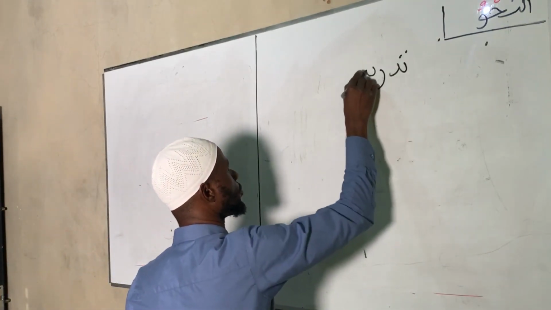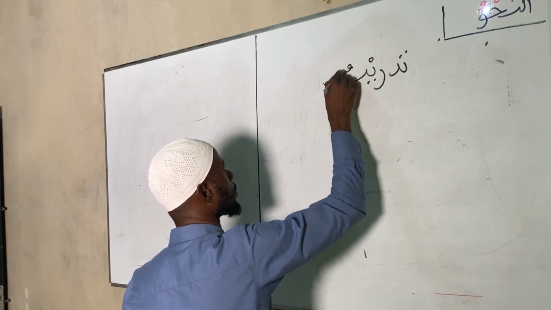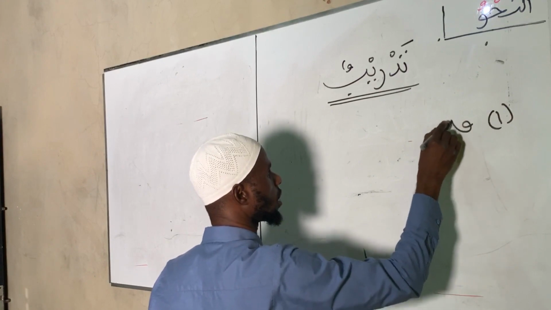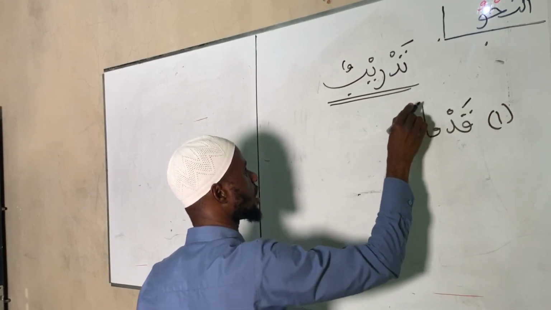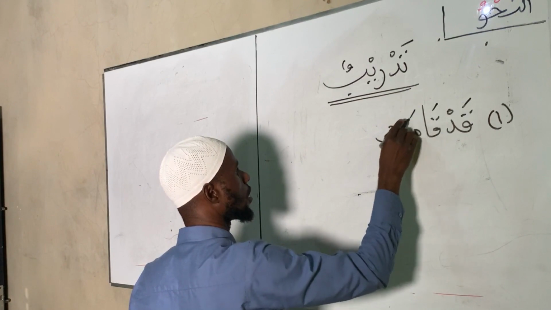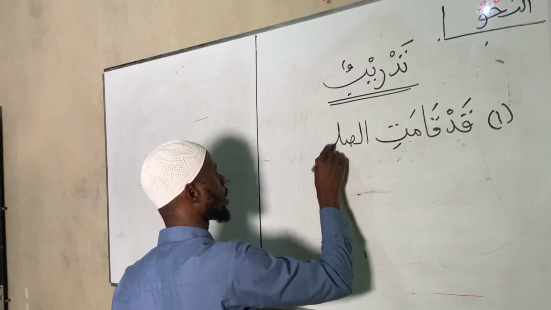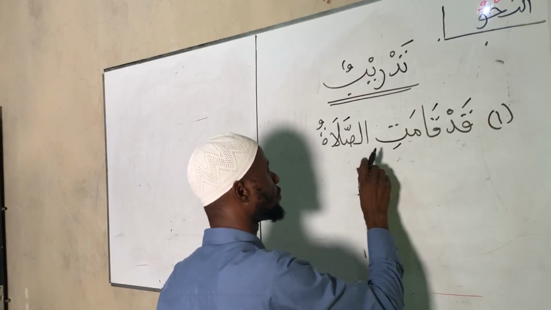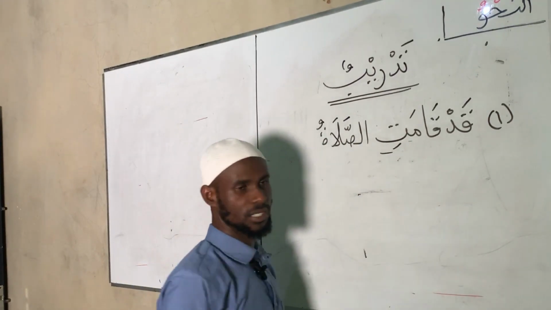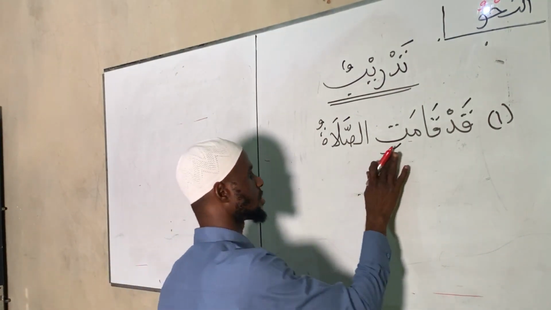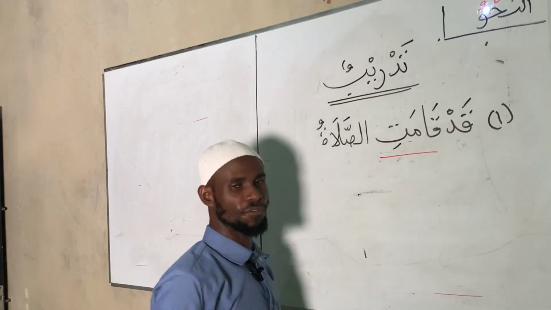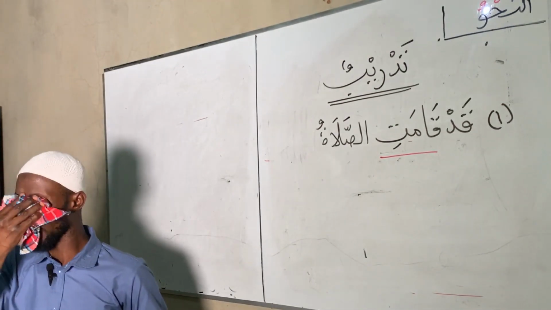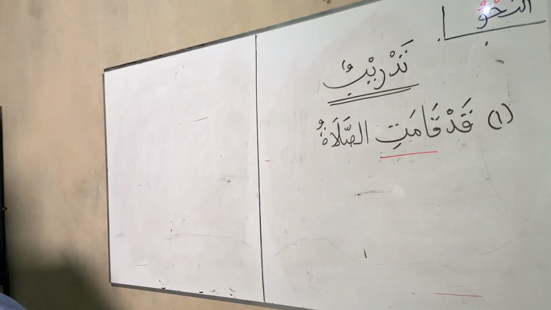So I'm going to give you verses of the Quran or some popular words. So the Mu'adhin says, قَدْ قَامَتِ الصَّلَاةُ. So you identify what type of verb is underlined in the sentence. Is it فعل ماض? Is it فعل مضارع? And is it فعل أمر, that is the command verb?